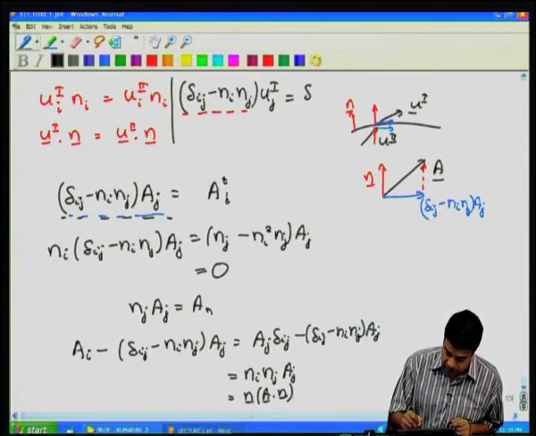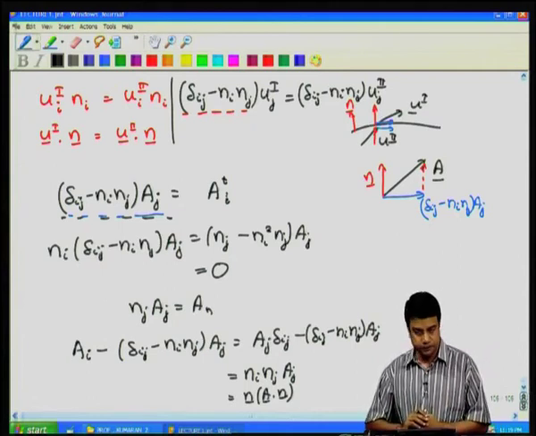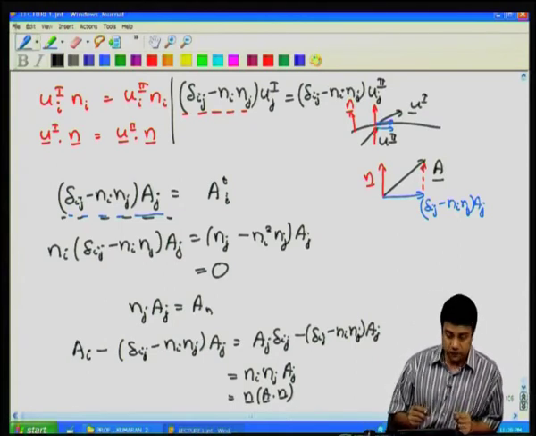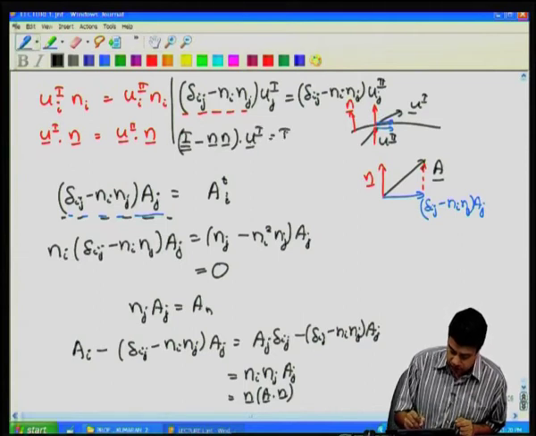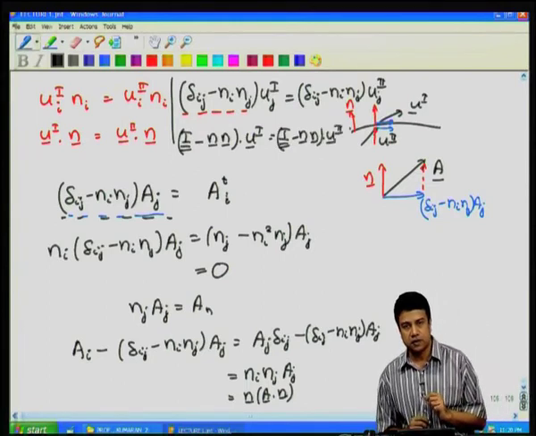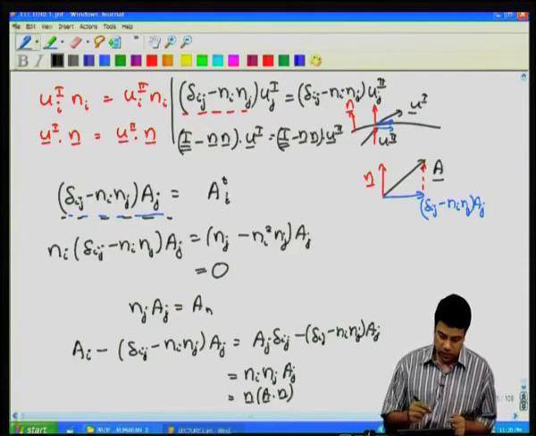So, this is equal to (δ_ij minus n_i n_j) times the vector in the second fluid. Or this is also often written as (the identity tensor minus n n) dotted with u in the first fluid is equal to (the identity tensor minus n n) dotted with u in the second fluid. That is how you would write the boundary condition for the tangential component of the velocity.